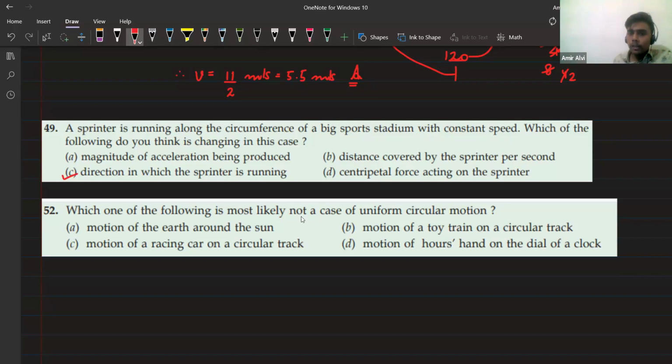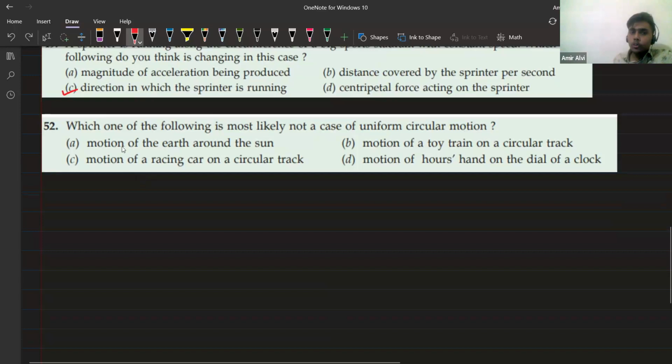Next is which of the following is not the case of uniform circular motion. Motion of Earth around the sun is uniform circular motion because it is covered in 365 days. Motion of a toy train along a circular track. So the toy train also has a very definite, you can say uniform, velocity or speed, right? So it will be a uniform circular motion.